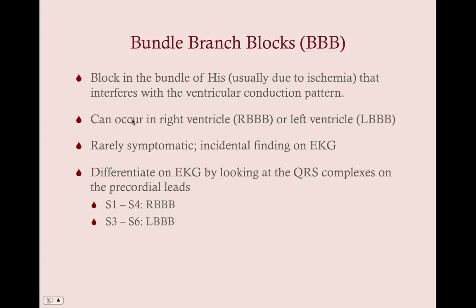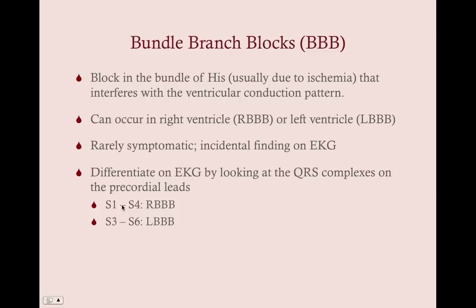So how do you tell a left from a right bundle branch block? And this is really, really important. Remember what your precordial leads are. V1 goes right on the sternum. V2 goes on the other side. And then V3, V4, V5, and V6 go to the left all the way down to your mid-axillary line. So the V4, V5, and V6 leads are more to the left of the heart, and the V1, V2, and V3 leads are more to the right of the heart.